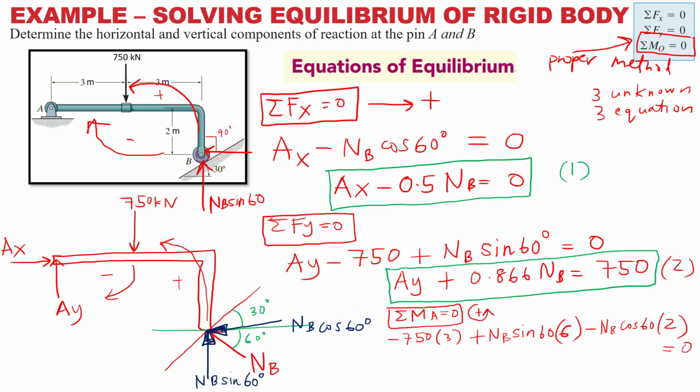750 times 3, 2250. Plus sin 60 times 6, 5.19 NB. Minus cos 60 times 2, cos 60 times 2 gives 1, so just NB. Equals 0. 5.19 minus 1 gives 4.19.